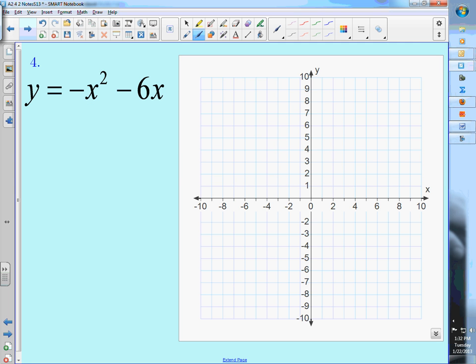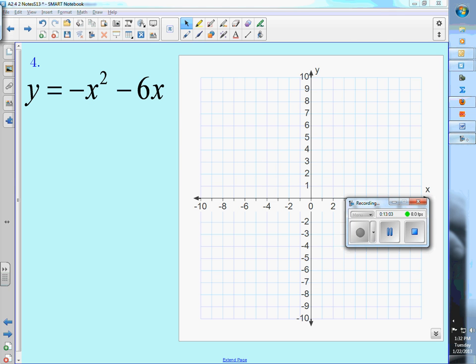Now, this one, I want you to graph, because this is the first one that's going to give you insight to where we're headed today. So take a second and see if you can get this one graphed.